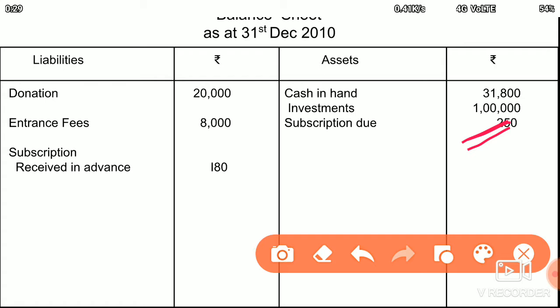So 250 from the additional information, which is the outstanding of the current year, will come on our asset side. On the other hand, subscription received in advance, this is received in the current year for the next year, so this will be a liability. Income received in advance is always a liability, so it will appear on the liability side. Subscription received in advance 180. Now we will take the other items from the additional information.